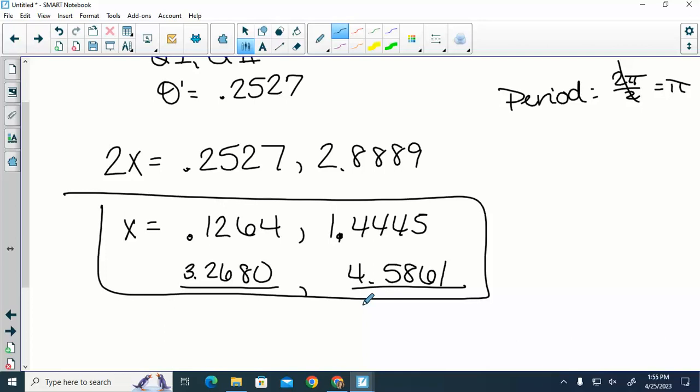I do have a question. Yes. So, within quadrant 2 and some radians, you said subtract it from pi. Yes. So within quadrant 3, then you would add pi.